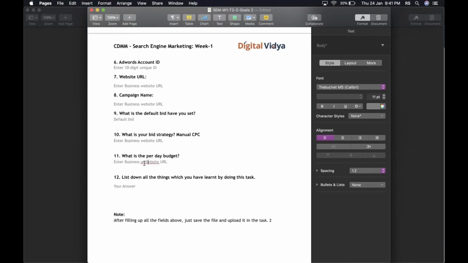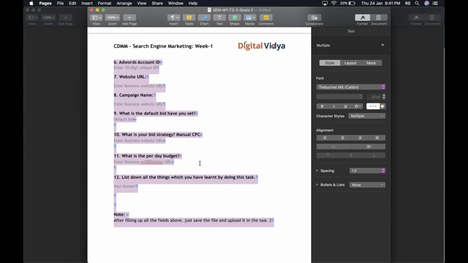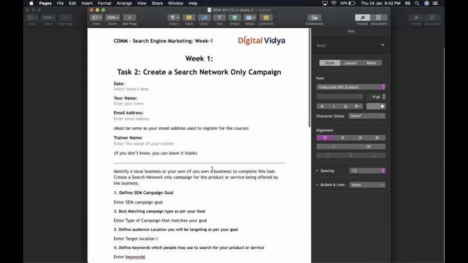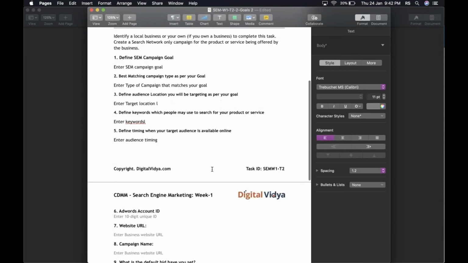Okay, and what is the default bid you have set, what is the per day budget. So if you say that the per day budget is 1000 rupees, then please also tell for 85 clicks, because otherwise the number does not make sense. Please mention the click estimate also that they give you. So please mention like this, and then all the things you've learned. That's all, very simple assignment.